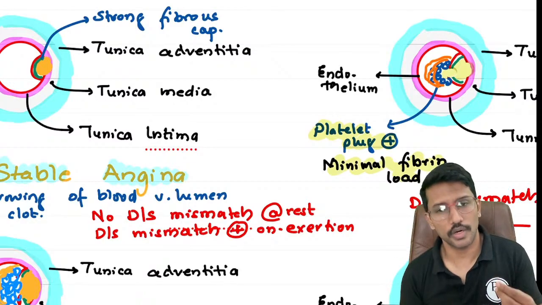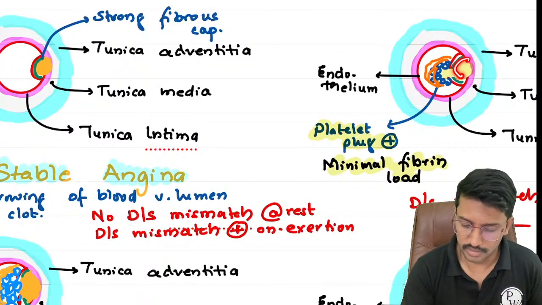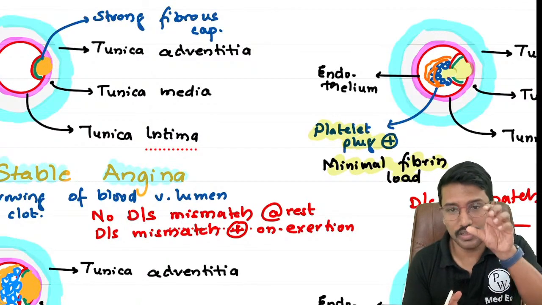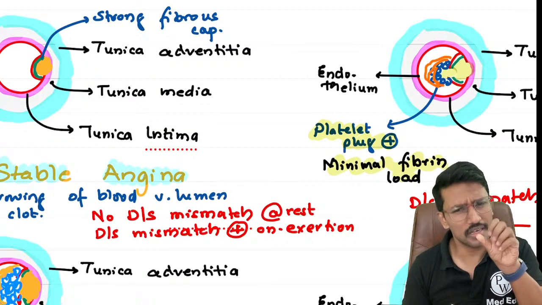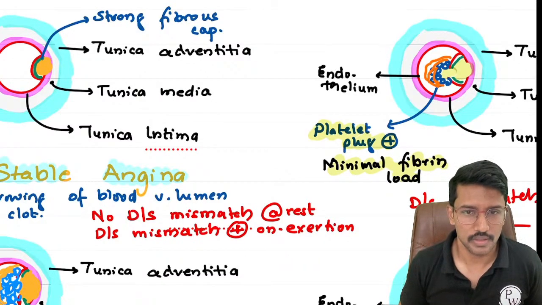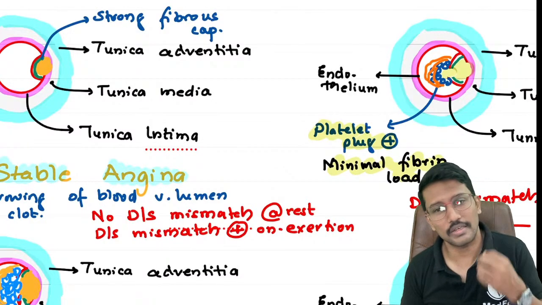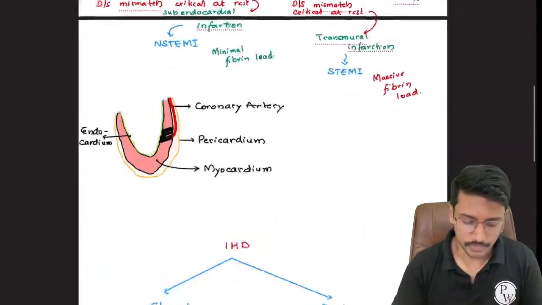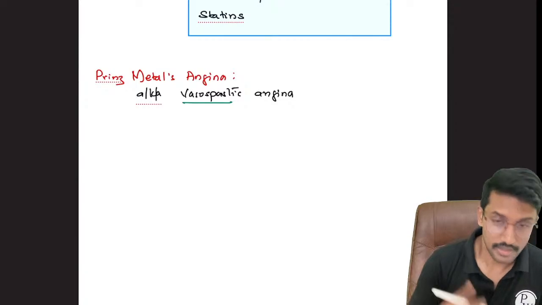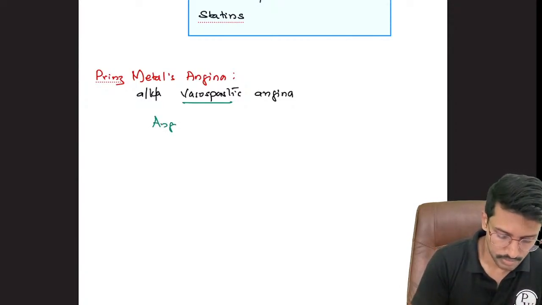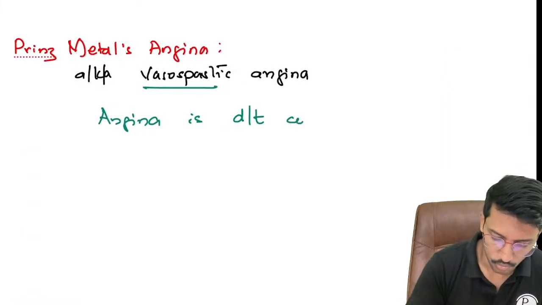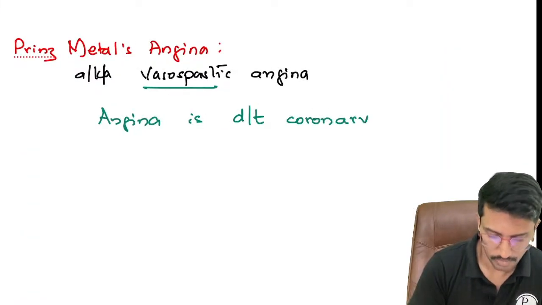But if blood flow to the myocardium gets reduced without an atheromatous plaque, without a clot, mainly because your blood vessel is critically constricted, reducing the blood flow to the myocardium, you experience ischemic symptoms, but there is no atheromatous plaque or clot, then we will call it vasospastic angina or Prinzmetal's angina. Why is it called vasospastic angina? Because here the angina is due to coronary vasospasm.